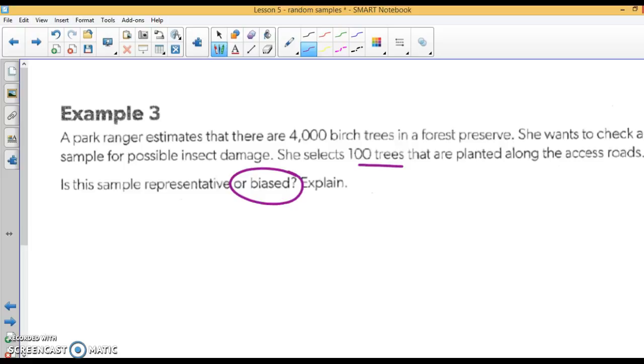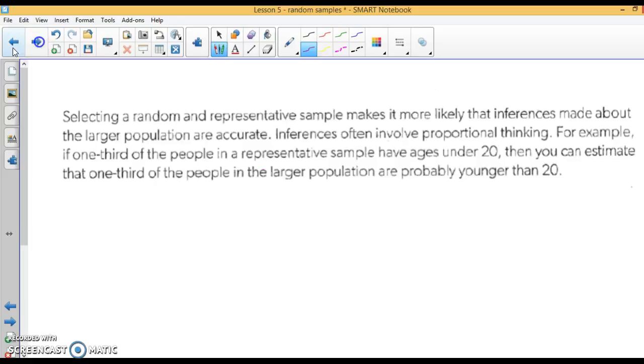Now, think about this. If you're studying these trees, if they're next to a road, that's going to affect the sunlight they get, that's going to affect the water runoff, and so on. So you can see why if you don't have a good representative sample, your data may be off.